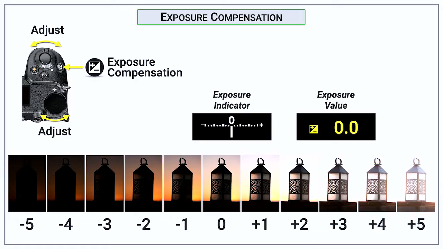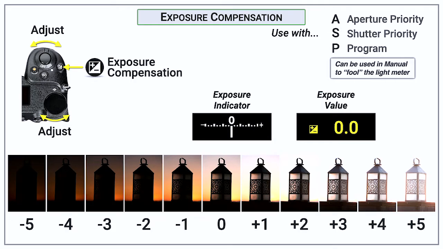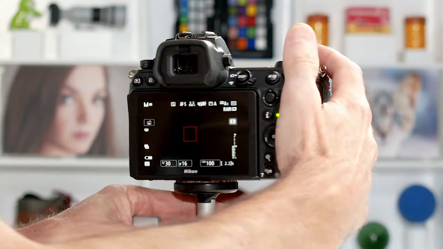Now, this is primarily used, and at least I would recommend being used with the automated ones like program, shutter priority, aperture priority, but it can be used to fool the camera in the manual mode. So let's go ahead and take a look at some of these options in here.